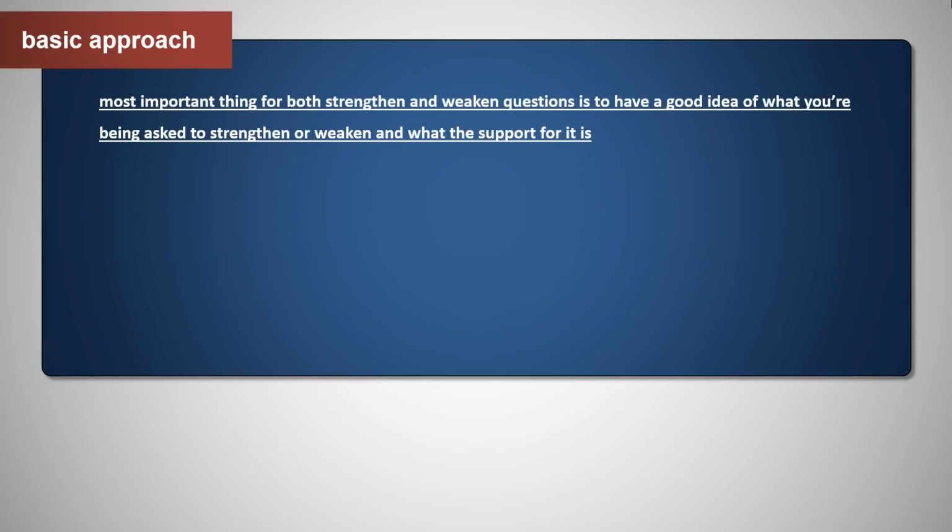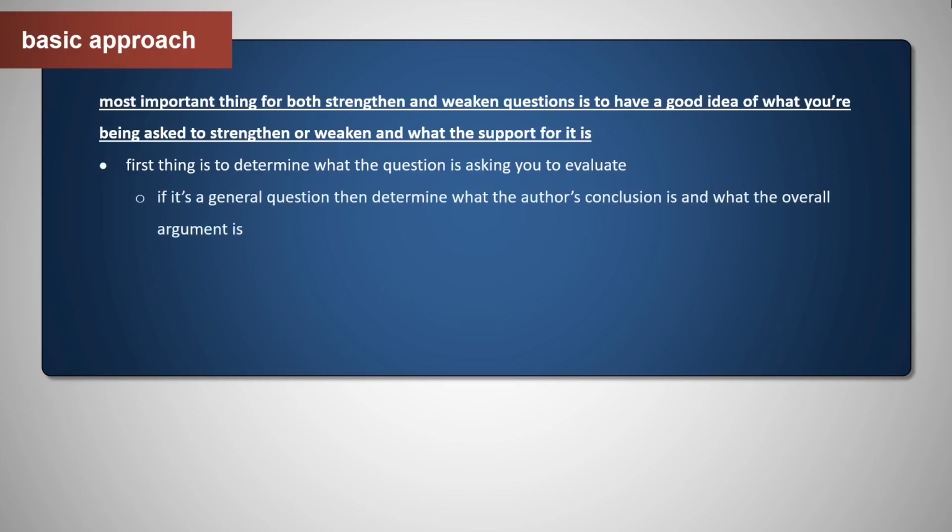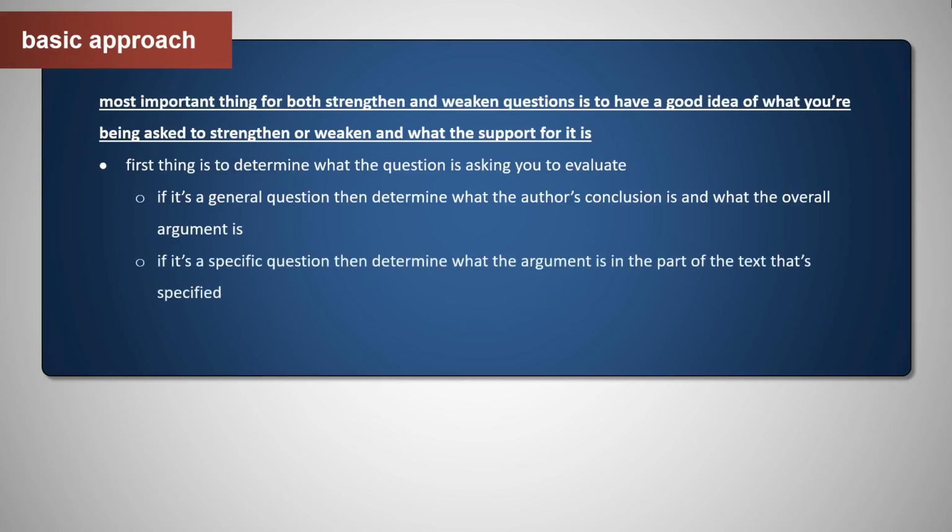So, in terms of the basic approach, the most important thing for both strengthen and weaken questions is to have a good idea of what you're being asked to strengthen or weaken and what the support for it is. So the first thing is to determine what the question is asking you to evaluate. If it's a general question, then determine what the author's conclusion is and what the overall argument is. If it's a specific question, then determine what the argument is in the part of the text that's specified.